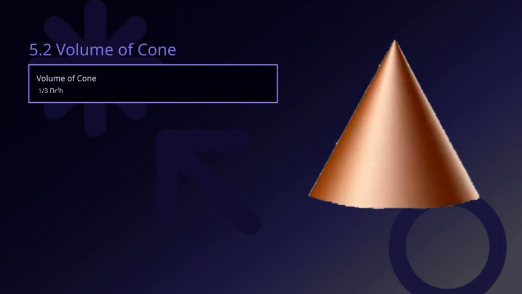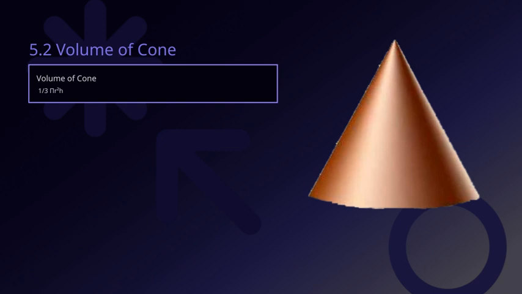Let's take a closer look at the formula for the volume of a cone, which is 1/3 pi R squared H. This might seem a bit complex at first, but once you understand each component, it becomes much clearer. The pi R squared part represents the area of the base of the cone, since the base is a circle. The H stands for the height of the cone, which is the perpendicular distance from the base to the tip.